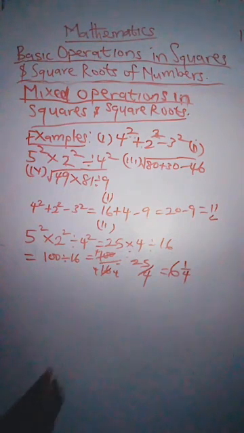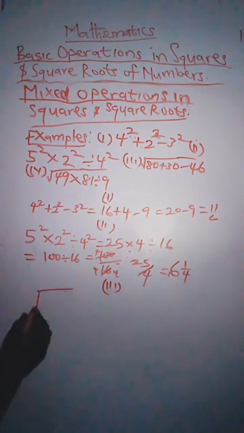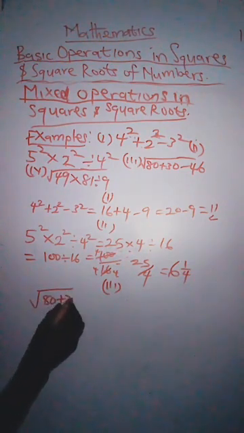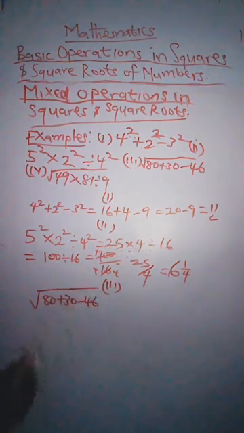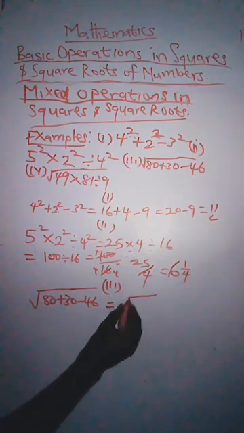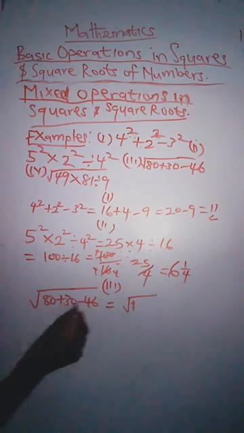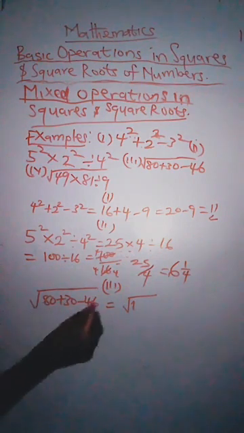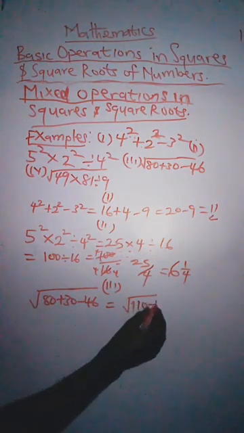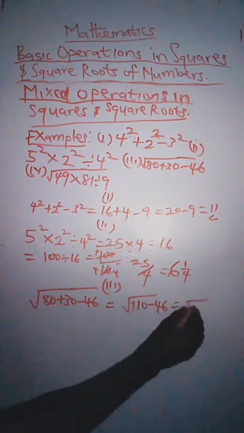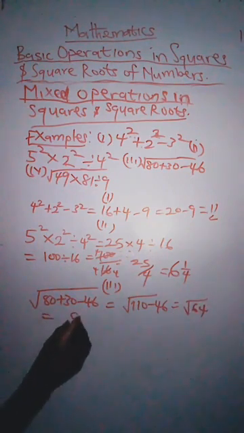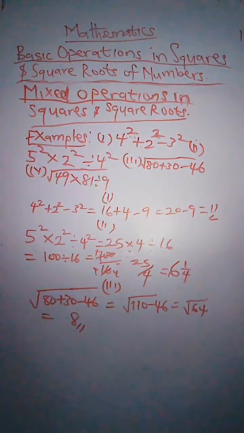Then let's go to the third question, where we have square root of 80 plus 30 minus 46. Since we have only addition and subtraction, we solve everything inside the square root first. So this will be square root of, since this is addition and subtraction and they have the same strength, only 2 of them in this question, we can solve from here to here. So this is 110 minus 46, and this is square root of 64, and square root of 64 is 8. Alright?